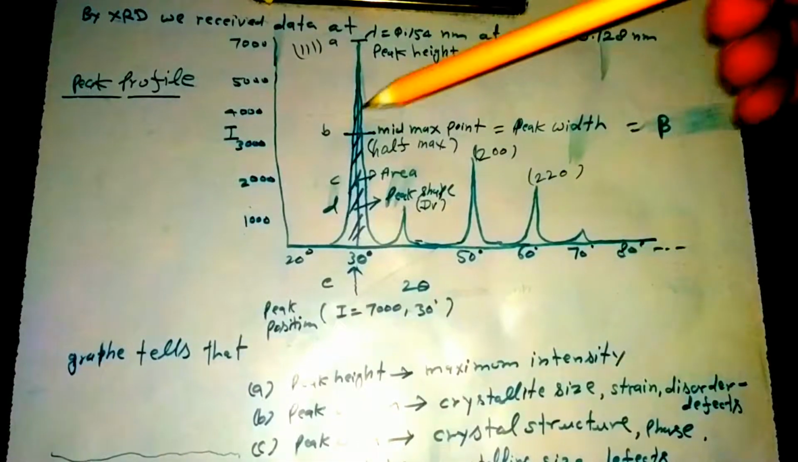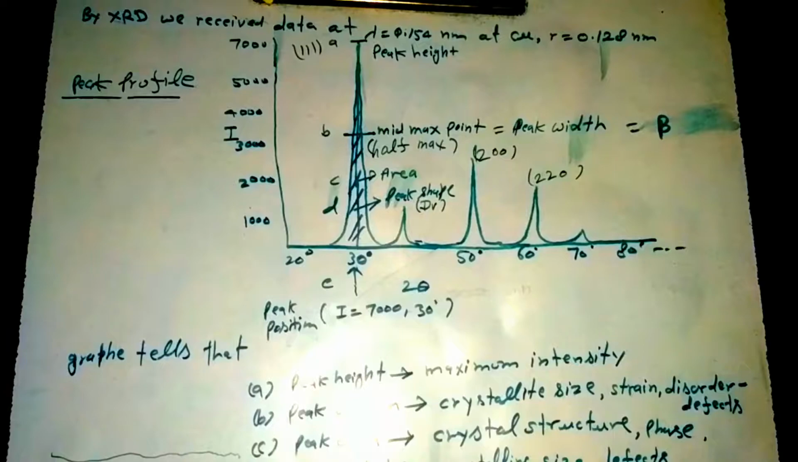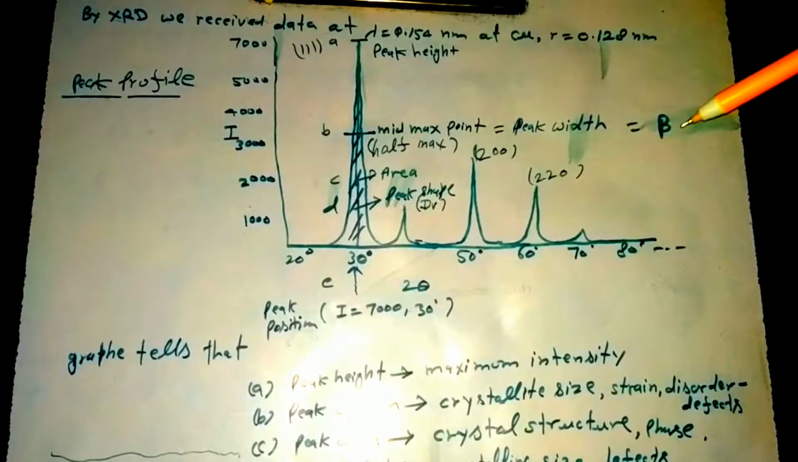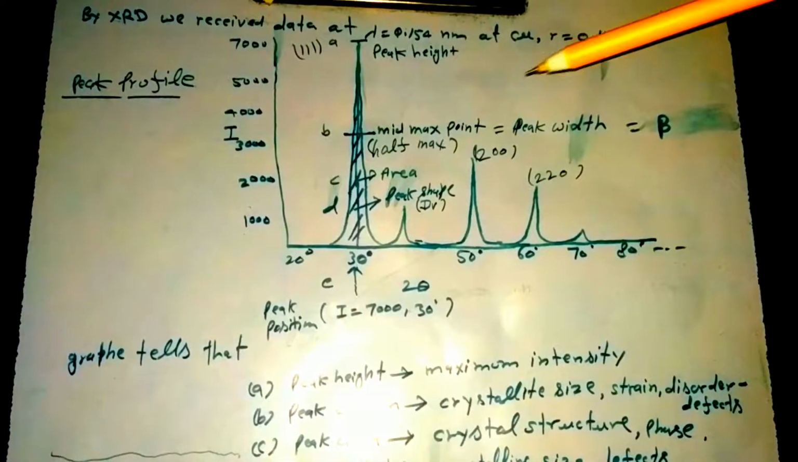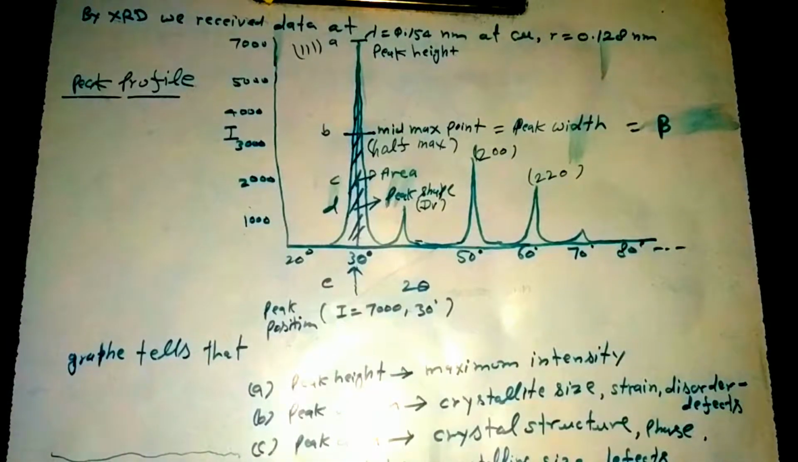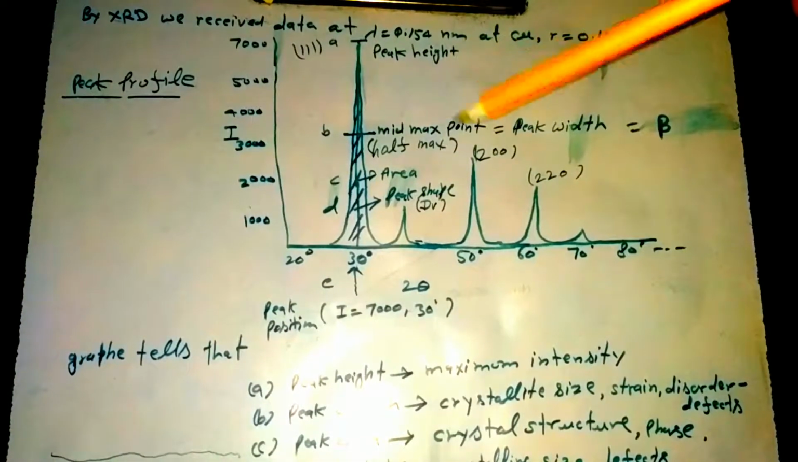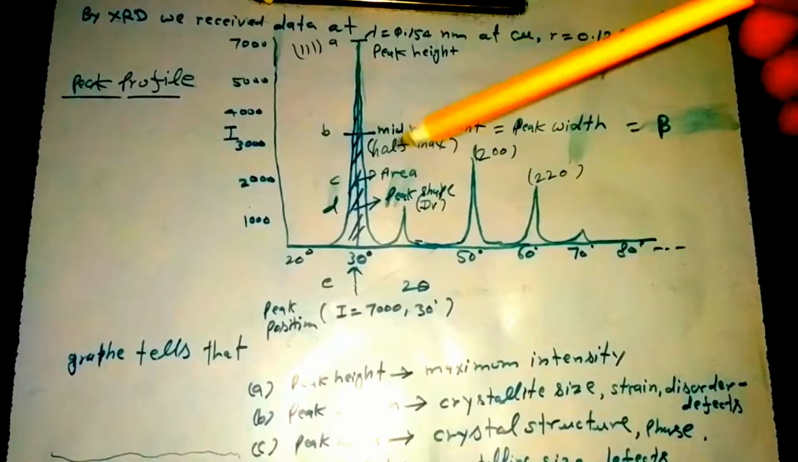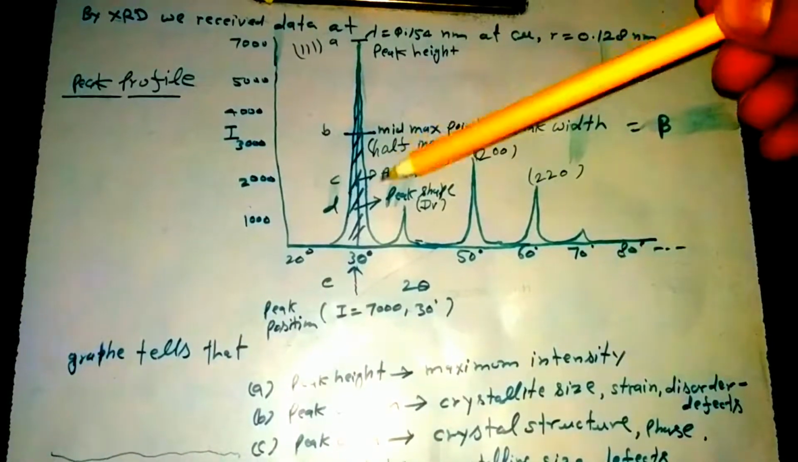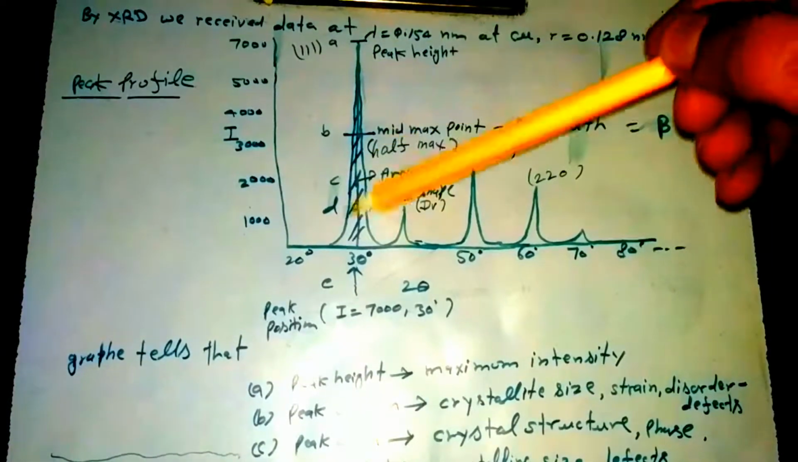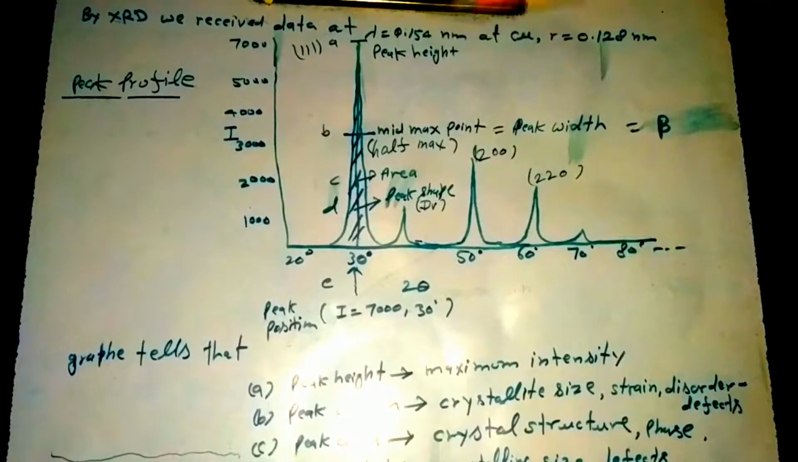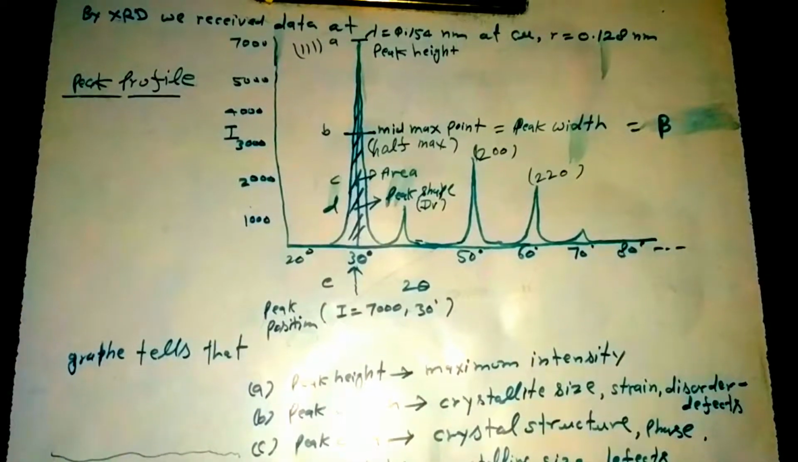At this point, if you take the width of that peak, we call it the peak width, abbreviated by beta. This point is called the half max point, or the mid max point. The third one is C, the area of this peak, the area under that curve. The area under that curve actually tells about the crystal structure and phase.